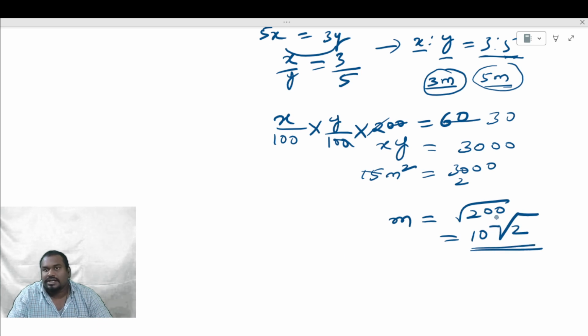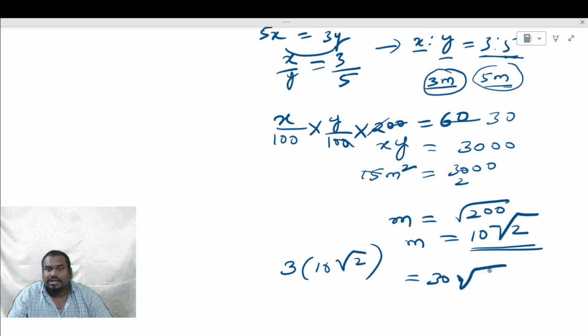10 square, I have converted into 10 square into root 2. Under root 10 square is nothing but 10. So 10 root 2 is the value of M. So now you got the value of M as 10 root 2, then substitute in 3M place. Now it will become 3 into 10 into root 2. So it will be 30 root 2. 30 root 2 is the value of x that we are supposed to find.